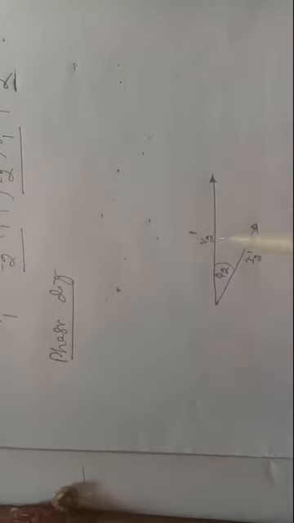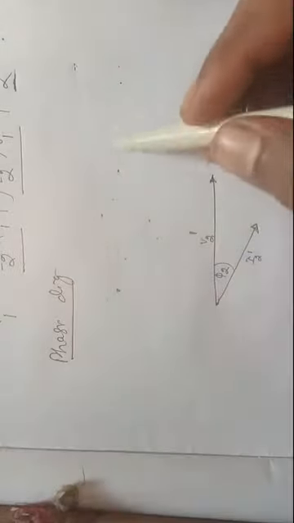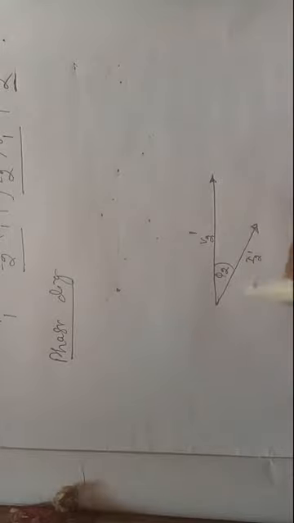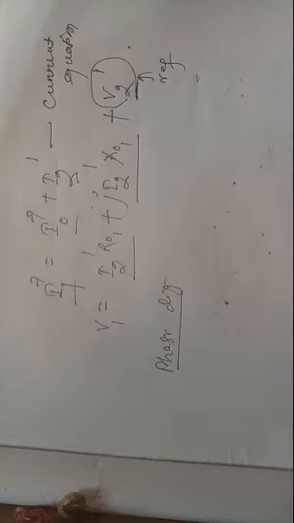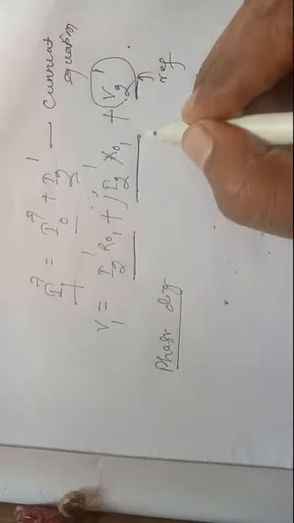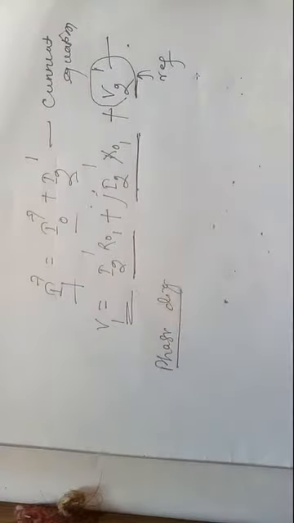Okay, so V2 dash and I2 dash are plotted. This load voltage V2 dash is taken as the reference. The load current lags the voltage by an angle phi 2. If we add these two voltage drops to V2 dash, we will get V1.